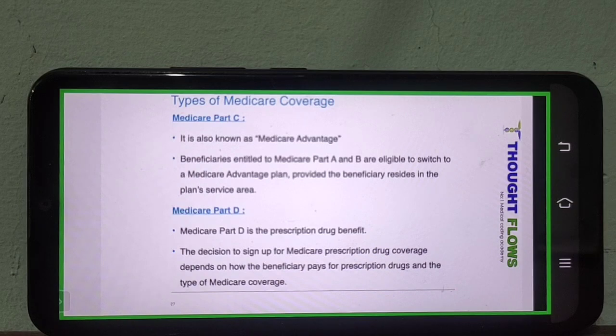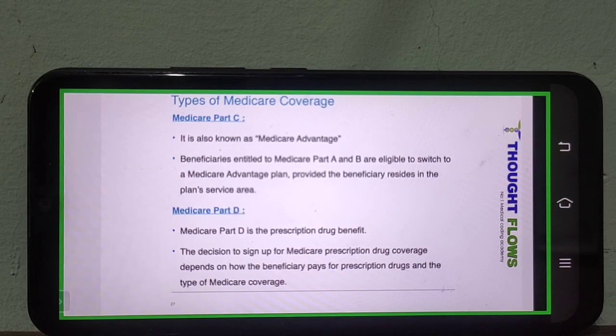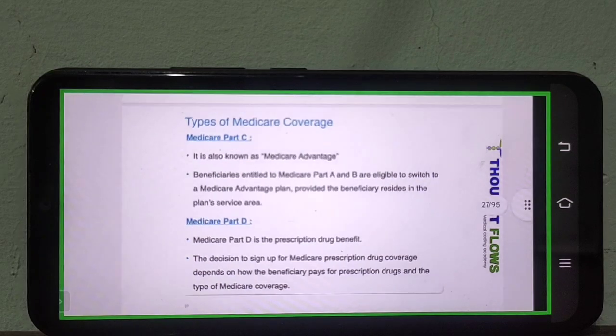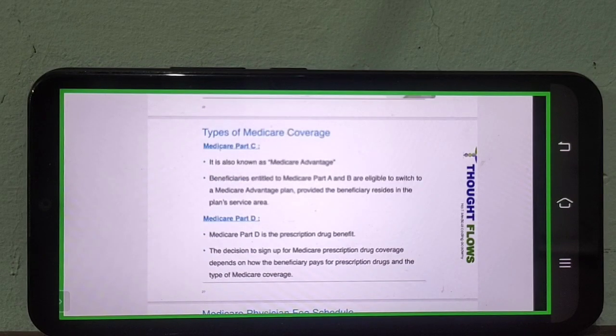Then Part D is for prescription drugs only. If a patient has Part D, that patient can claim for their medicines. Most probably in our country we spend the maximum amount on prescription medicines. So if a patient has Part D, they can claim for their medicines also. That is the prescription drug benefit. For the cost of the medicine, we can claim from Part D.